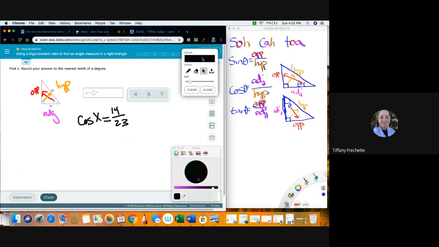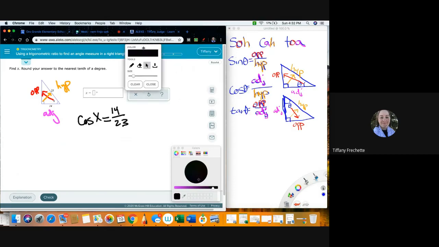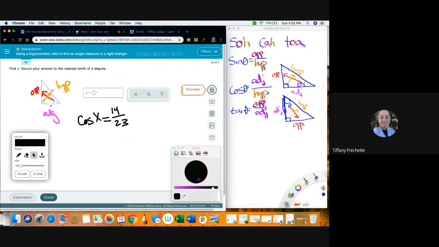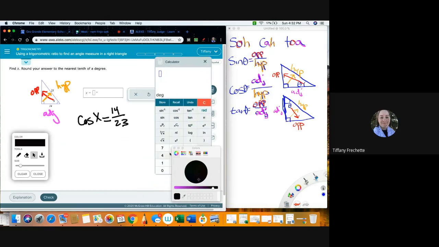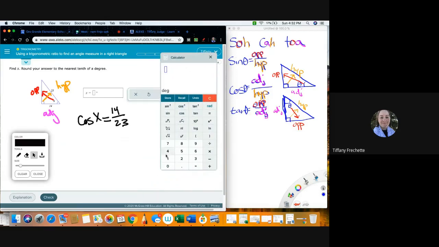Now let's go ahead and open the calculator here. I'm going to move this down here. We don't need this color wheel open either. So I'm going to go 14 divided by 23, and here's my decimal for the cosine of x. Now, as long as it's highlighted, if I hit arc cosine, it will automatically put it in parentheses for me. If that wasn't highlighted, it wouldn't have worked correctly. Because it was already highlighted, I can do that, and then I can hit equals.